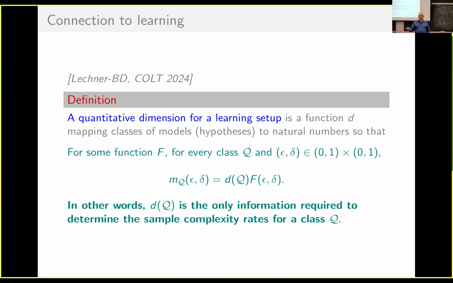We show that there is no dimension that gives an upper bound, but of course, if there's no dimension that gives an upper bound, there is no dimension that gives you the exact bound.